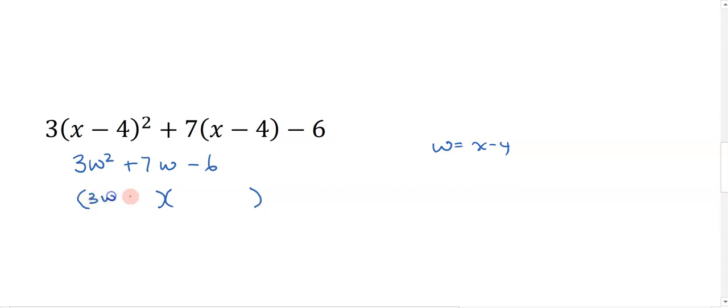I'm going to use guess and check, so I'm going to split my 3w squared into 3w and w. I'm going to find numbers that multiply to give 6, and I'm going to guess and check such that the outer and the inner product gives me my 7. So I would not put the 3 here or the 6 here because that would give me a GCF, so I'm not going to do that. But let's say maybe I want to put the 1 here and the 6 here. That gives me 18 and 1. That's not going to work.